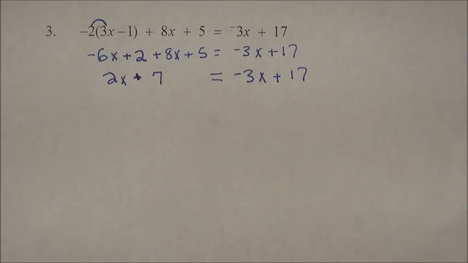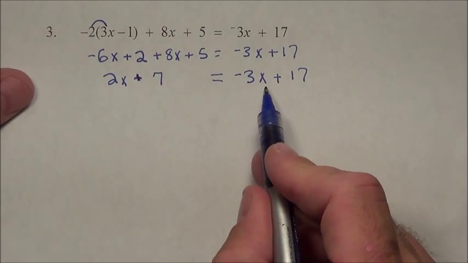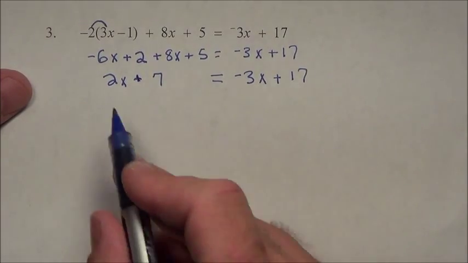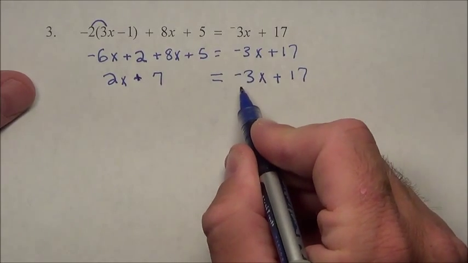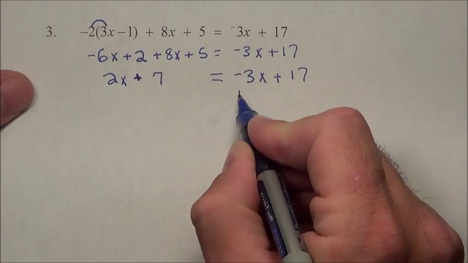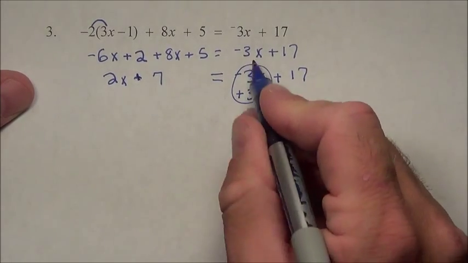So now at this point, I like to always go ahead and move all my x's to one side. Well, what's going to be easier to move, 2x or negative 3x? Well, what would weigh more? This weighs more, so I'm going to move this guy that's light. He's fluffy, just fluffy air. Negative 3x. How do we get rid of that? We simply add 3x and he'll disappear. You lose 3x, gain 3x, gone.